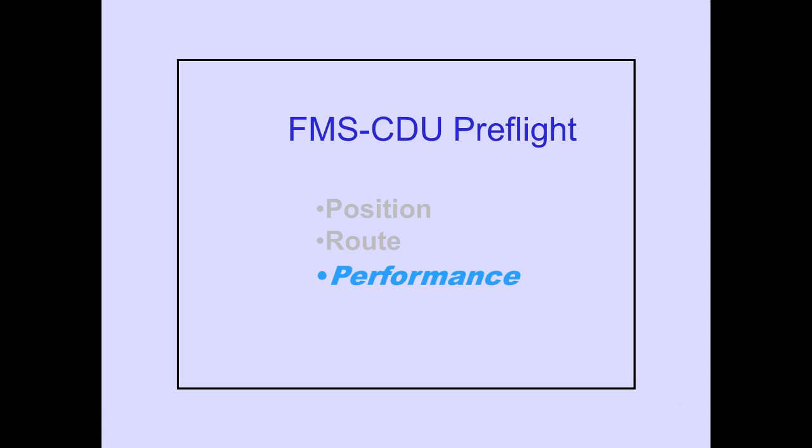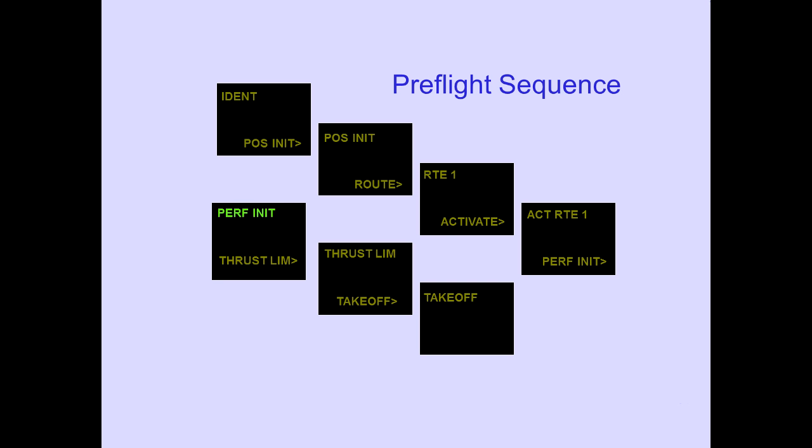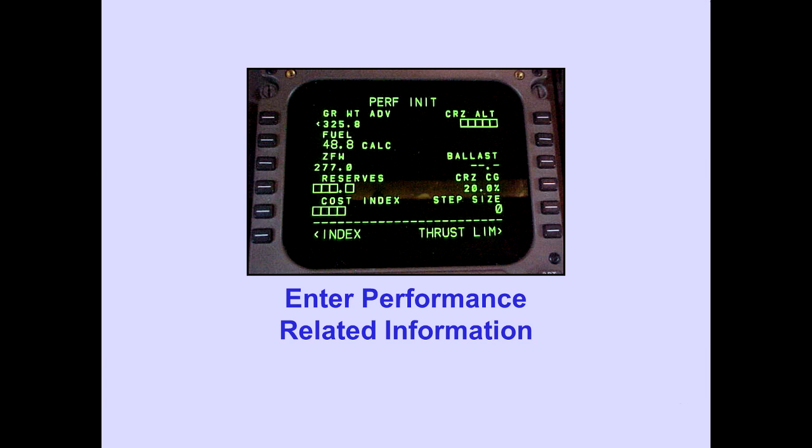In this part of the FMS CDU Preflight, we will cover performance information. Preflight sequence continues on the Performance Initialization page. The Performance Initialization or PerfInit page is used to enter performance-related information.